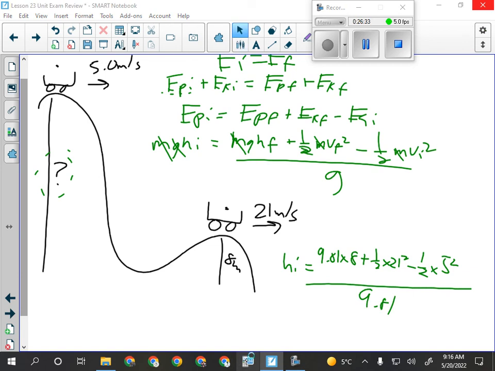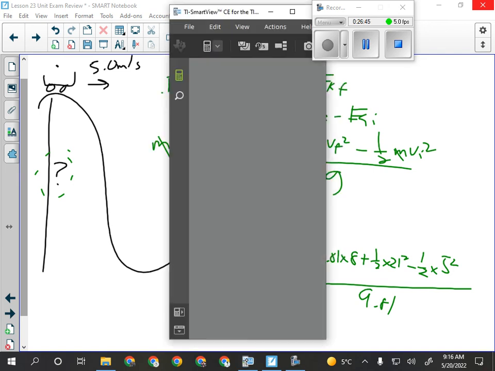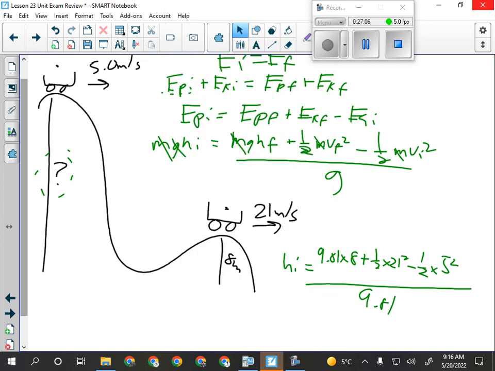It comes out to around 30, I think. Oh, I had 29. 29 point? 29.2. Yeah, I think that's what I had. We'll double check it here. I've got 21 as well. So 9.81 times 8 plus 0.5 times 21 squared minus 0.5 times 5 squared, divided by 9.81. 29.2 meters is the height of the first hill.